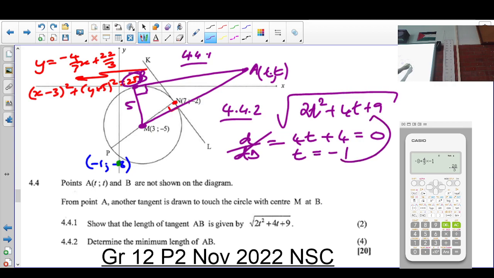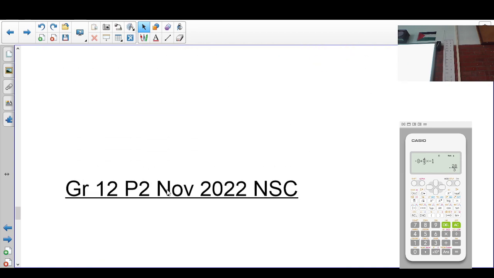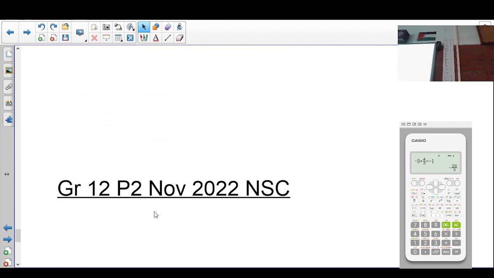So you substitute negative 1 back into there. So it will be the square root of 2 into negative 1 squared plus 4 times negative 1 plus 9. It's going to give you the square root of 2 minus 4 plus 9, which is the square root of 7 anyway. I think that's a bit easier than completing the square. Let's go to the next question.